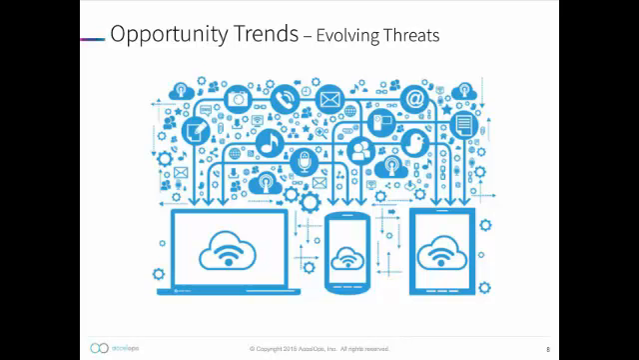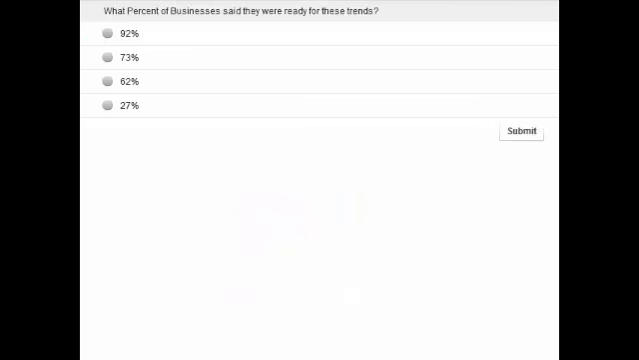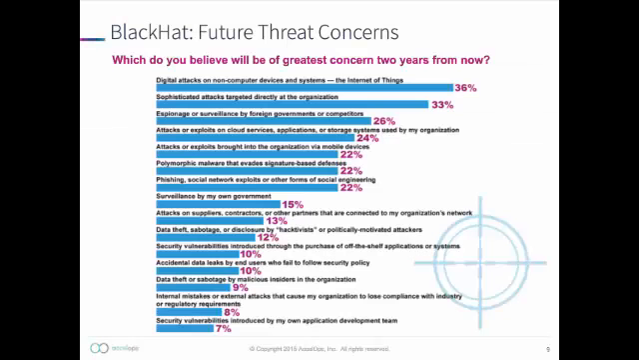So I'm going to jump into another quick poll just to gauge where you think your customers might be concerned. This was a poll that Black Hat recently did. I'm sorry, I skipped one slide. Let me go back one second. The future threat concerns. Black Hat polled an audience of about 500 IT professionals and asked them, over the next 2 years, where do you believe will be the greatest concerns of security and threats to your business. And the slide you're currently seeing is a result of that.